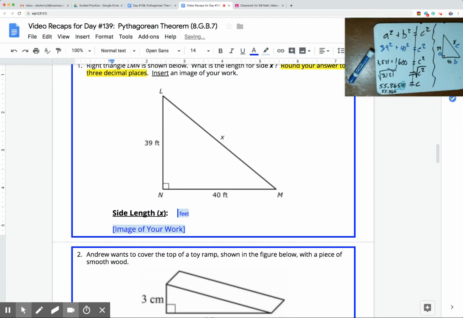55.866 feet. You should be inserting an image of your work. Good luck the rest of the way. Again, continue to work on these problems on your own before turning to video recaps.